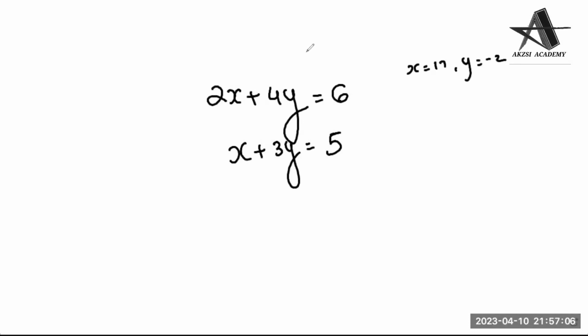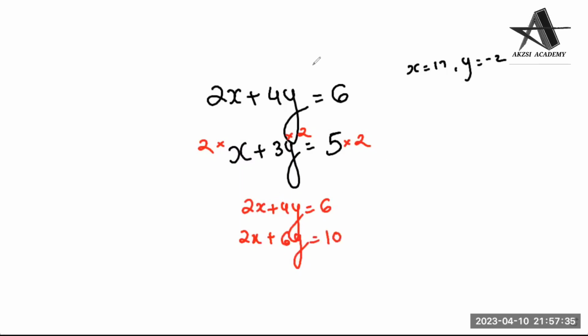See, if I want to make the coefficient the same, let me make x the same. If I want to make x the same, what I will do is multiply this with 2 and multiply this with 2. That's it. By multiplying one equation, I'll be able to make the coefficient the same. Once I make the coefficient the same, it will be 2x plus 4y equals 6 and 2x plus 6y equals 10.